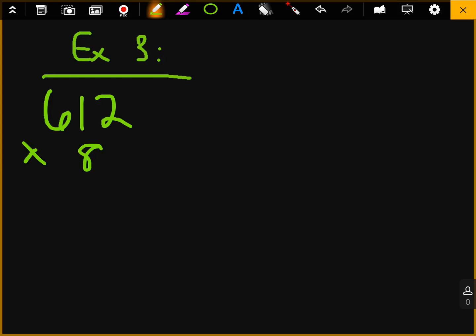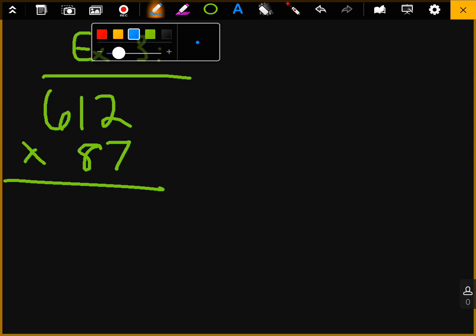Alright, let's do example 3. We're halfway there. Example 3 is going to be 612 times 87. Once again, make sure your numbers are lined up. And let's go ahead and do the first step. We're going to multiply the 7 because that's in the ones place.